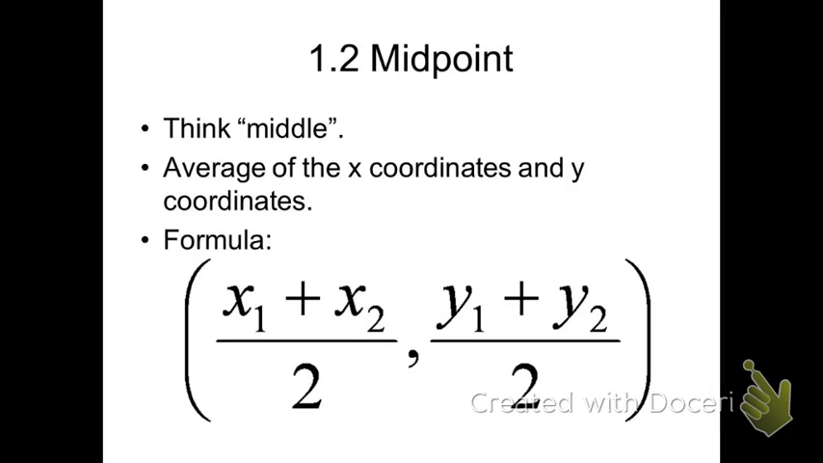To find the midpoint between 2 points, think middle. As you can see, it's right in the word. If you were to think about the midpoint on a graph with its 2 endpoints, the midpoint would be right in the middle of those 2 endpoints.